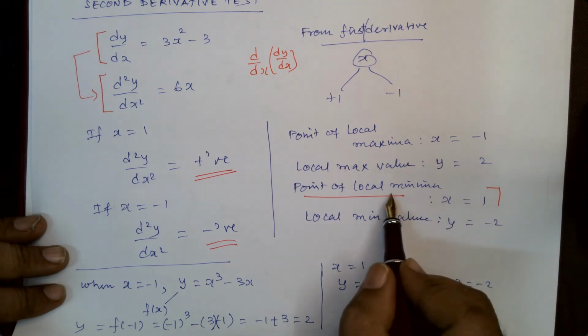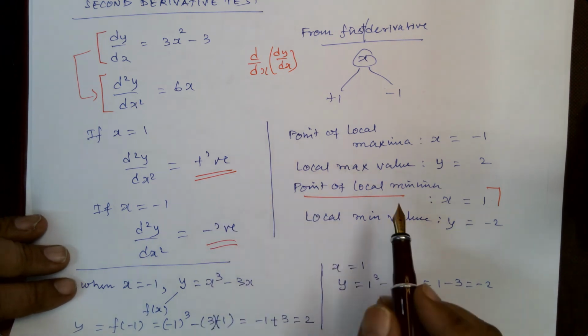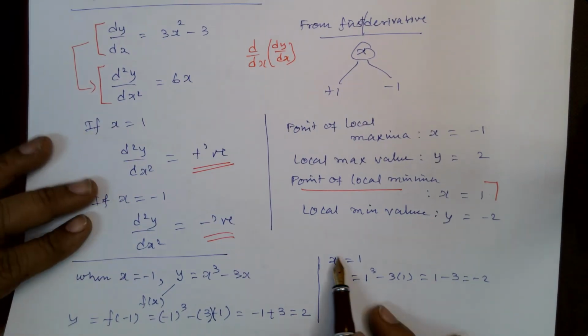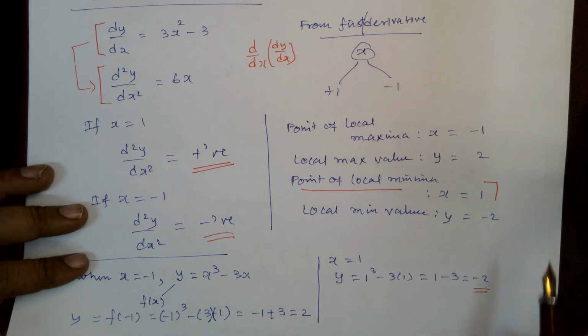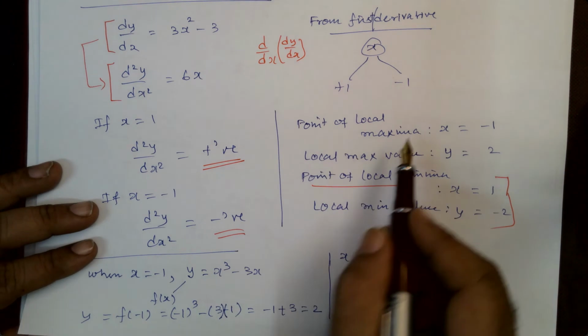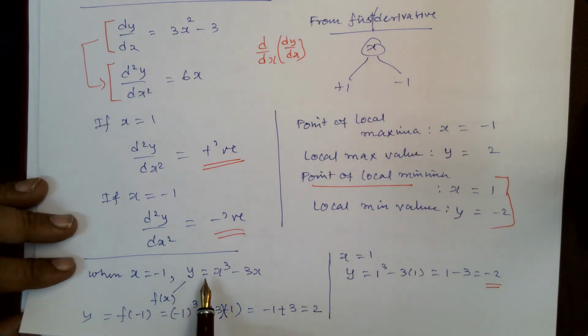And respectively, we have to check the y value, for which you can take the original function, which is nothing but y is equal to x cube minus 3x. We can substitute the value of x, so that you get minus 2. So minus 2 is the local minimum value. Similarly, you have to find the local maximum value. When x is equal to minus 1, you can substitute in y, so that you get the value of y as 2.